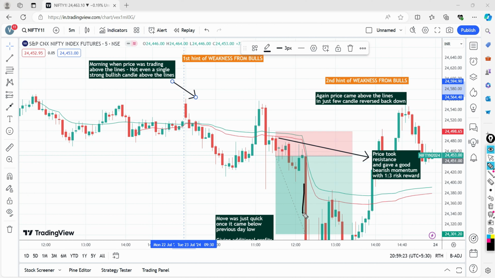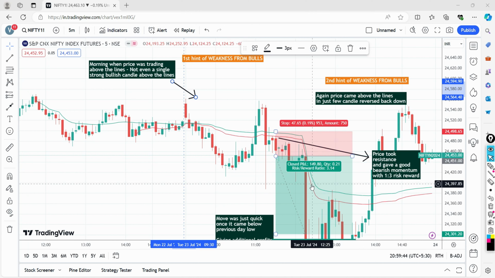But what happened once the previous day low crossed, as the move was so fast, if you had tracked today's session or this budget day's session, you could have witnessed it. Once previous day low crossed, in a flash, price was trading here. So all these are additional bonus rewards the market has given us. So basically 1 is to 3 risk reward.